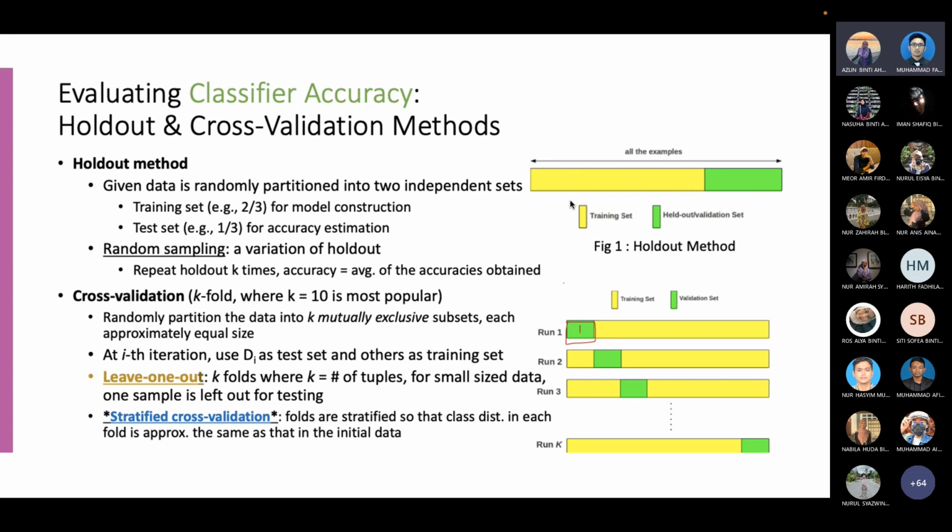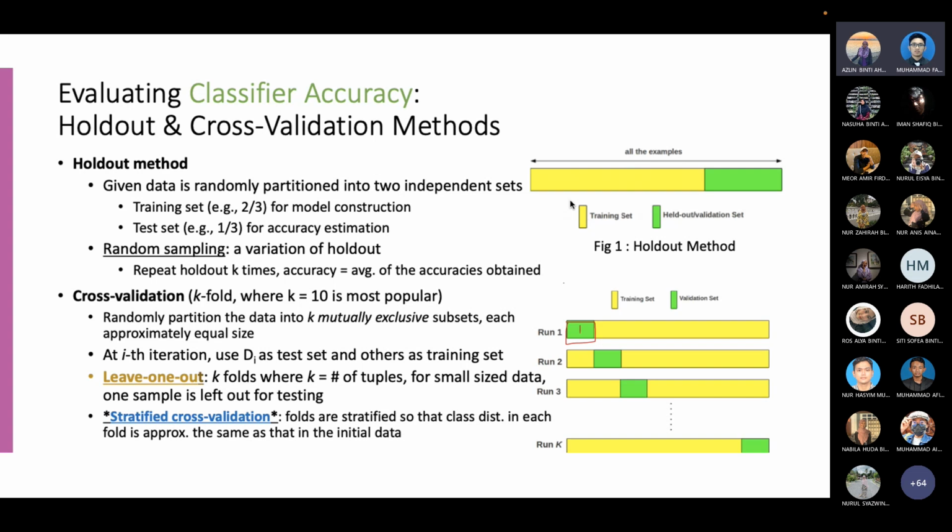Okay, please make sure that every fold tu dia punya size equal. So at i-th iteration, use the i-th fold as a test set and others as a training set. So let's say lah you bagi K sama dengan 10. Okay, so you will have 10 iteration. You akan buat dia 10 kali. Maknanya you run first round, the first set will be the testing, the other remaining 9 sets as training. So second round, second set akan jadi testing, yang lain akan jadi training.